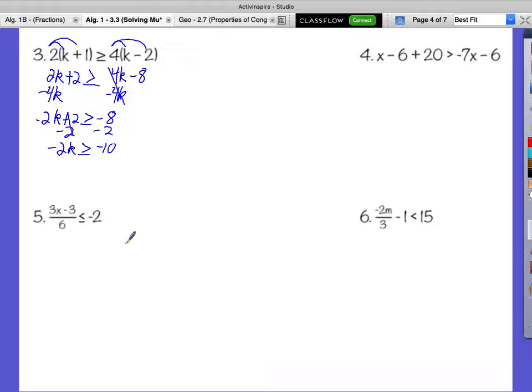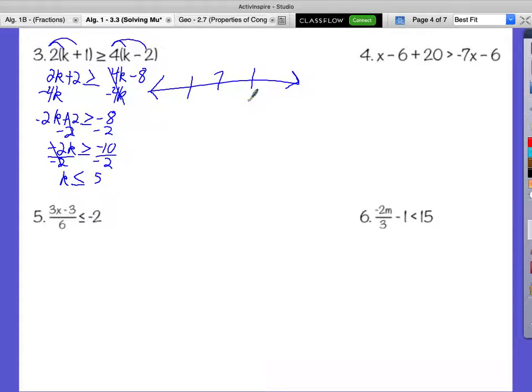What do we do here to get k by itself? Divide by -2. What happens when we divide both sides by a negative in an inequality? The sign flips. Very good. And -10 divided by -2 is +5. We end up getting k is less than or equal to 5. So now, do we even have to flip around the k? No, it's already on the left side like we want it. So we can graph this.